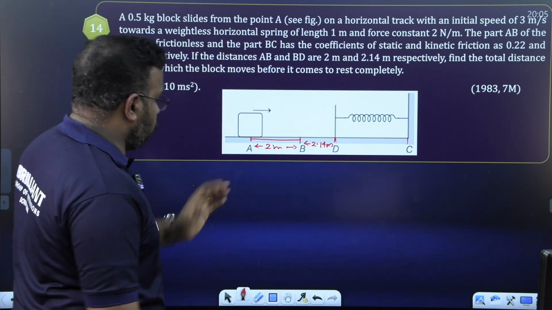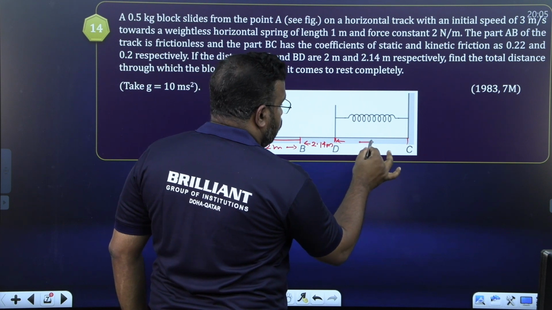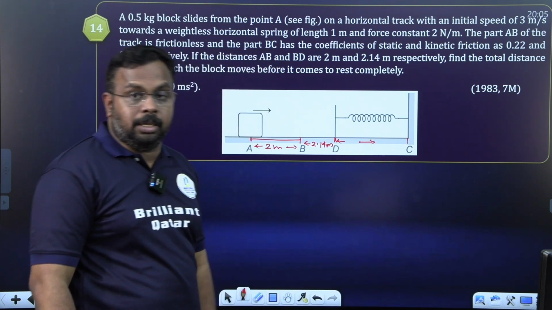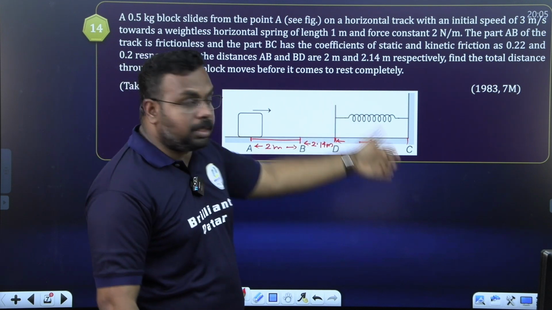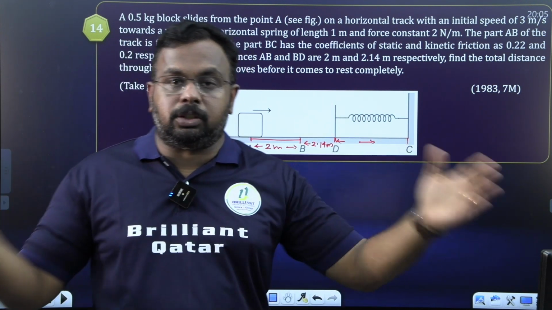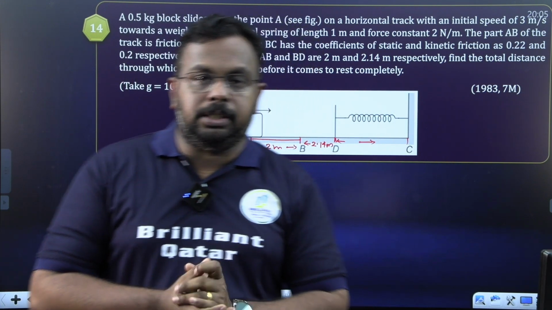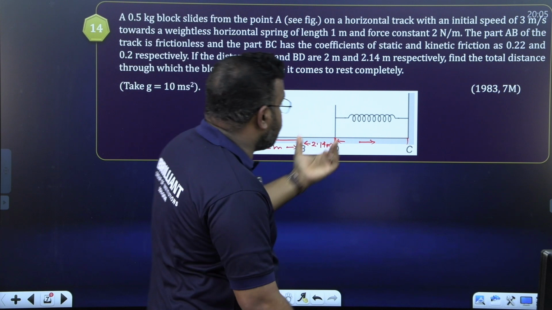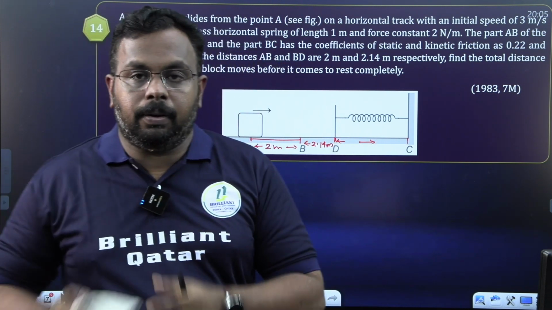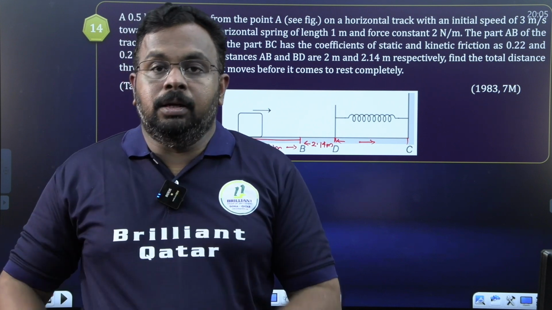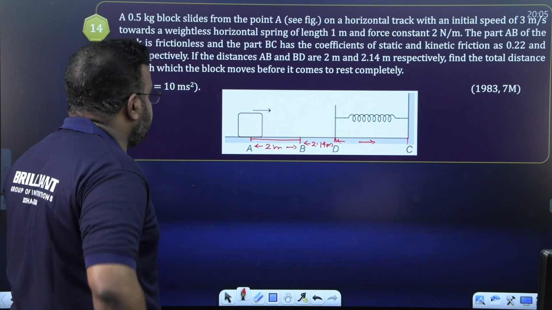To find the total distance, what we need to find is only the compression. If the spring is compressed through a distance x, what will be the total distance? The sum of all these, 2 plus 2.14 plus that compressed distance, will be the total distance covered. So the only thing you have to calculate in this question is that x value, the compression of the spring. That idea is clear or not? But the question is how can we find that compressed distance?